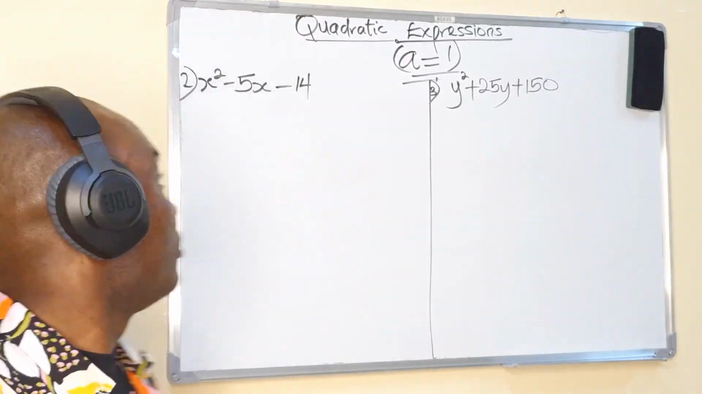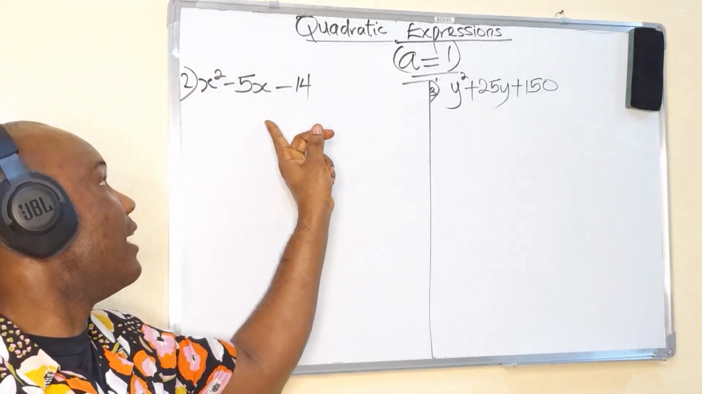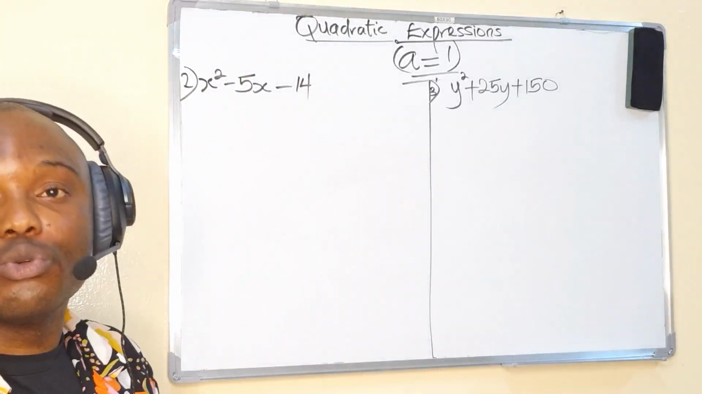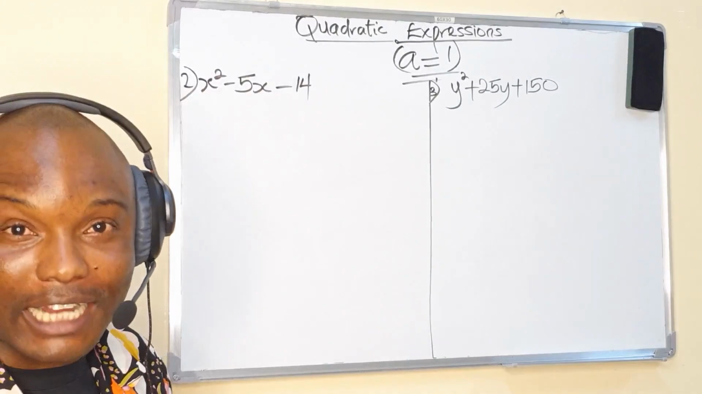For our second example, we have x squared minus 5x minus 14. How do we factorize that? Remember the rule all the time.